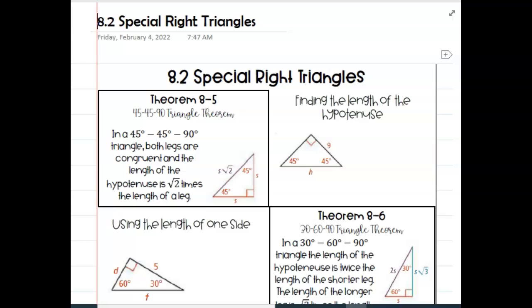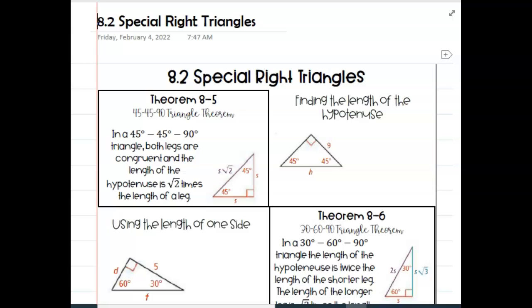So if you know two of those, if you know a and b, or a and c, or b and c, if you know two of the three sides, you can find them. The limiting factor in the Pythagorean theorem is you have to know two of the sides. If you only know one side, the Pythagorean theorem isn't going to help you out all that much. Okay? What we're going to talk about today are special right triangles.